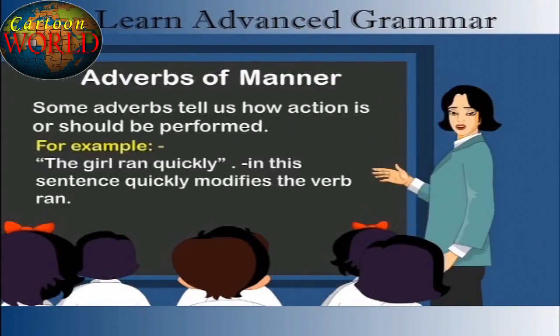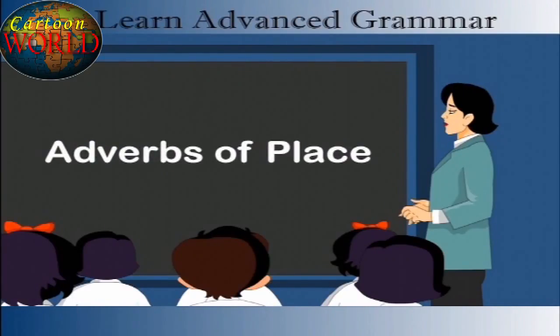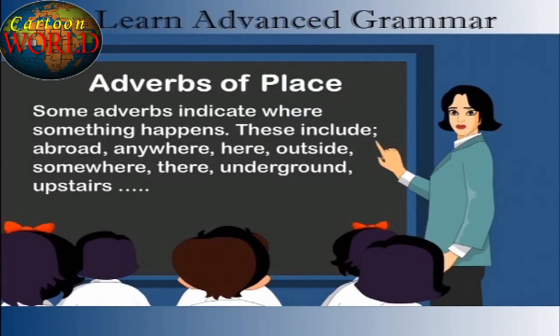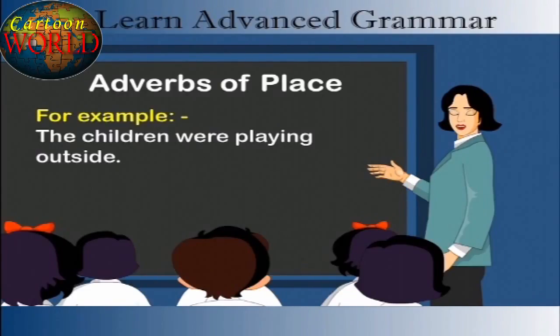Adverbs of manner. Some adverbs tell us how action is or should be performed. For example, the girl ran quickly. In this sentence, quickly modifies the verb ran. Adverbs of place. Some adverbs indicate where something happens. These include abroad, anywhere, here, outside, somewhere, there, underground, upstairs. For example, the children were playing outside.